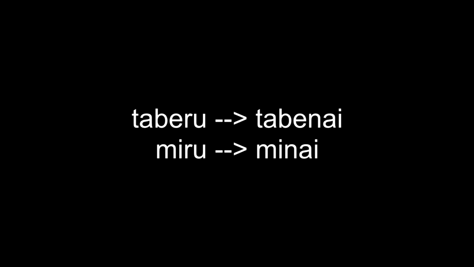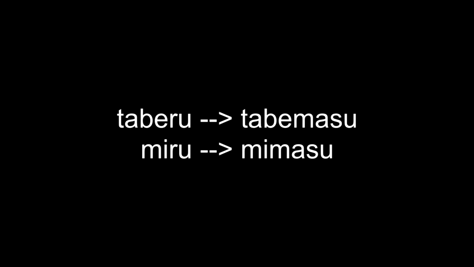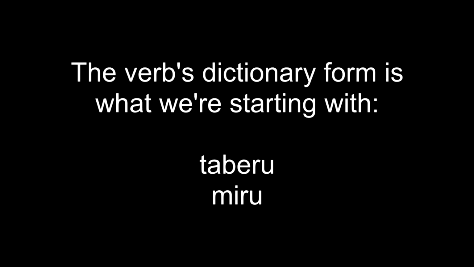For nai form, we'll simply drop the ru and add nai. So taberu becomes tabenai, and miru becomes minai. For masu form, we'll drop the ru and add masu. So for taberu, this just becomes tabemasu, and miru becomes mimasu. The verb's dictionary form is what we're starting with. In this case, taberu and miru.